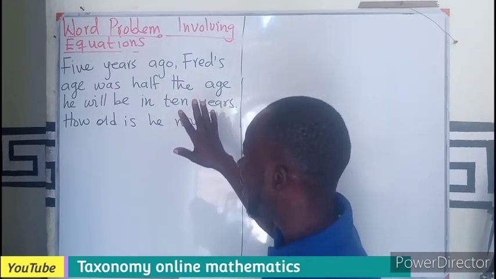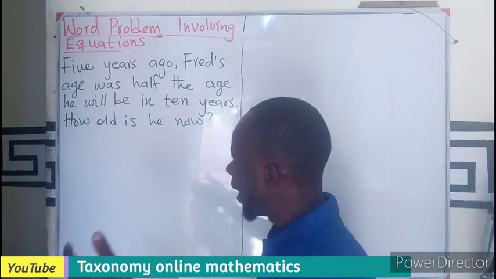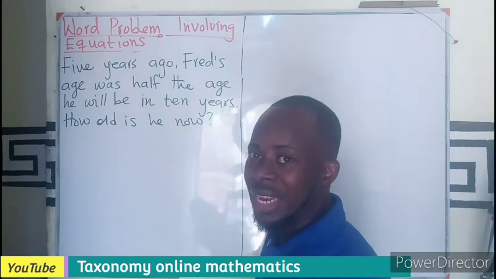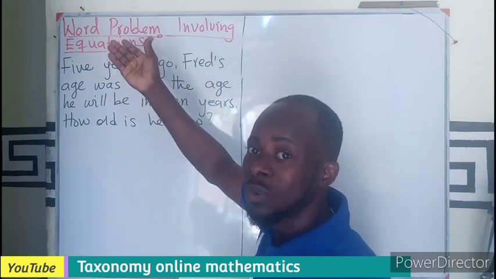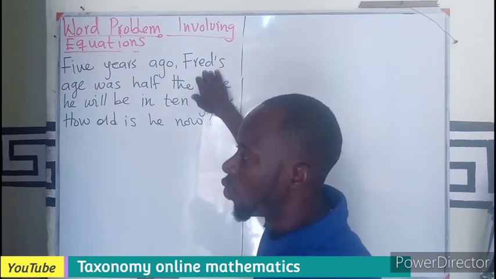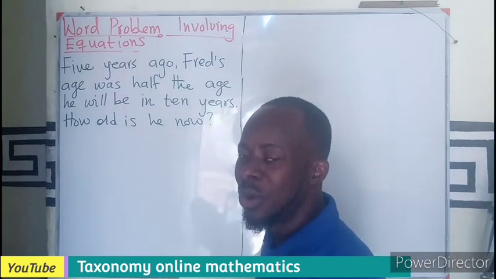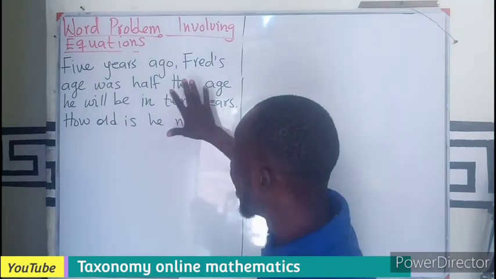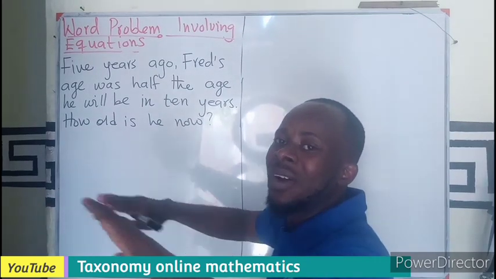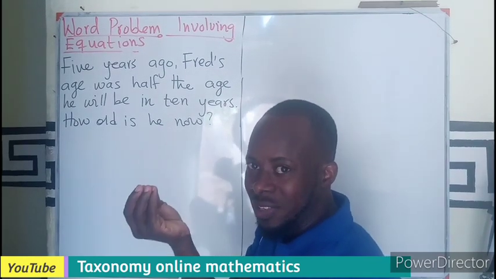Now, you can see that there are three circumstances involved here. The age that he was some time ago, the age that he is now, and the age that he will be in 10 years' time. So there are three categories of ages of Fred. So which one am I going to represent? Am I going to represent his age 5 years ago, or his age now, or the age in 10 years to come? When these situations are presented, the variable you are going to use does not represent the quantity directly. You look out for the least number or the least quantity out of these.